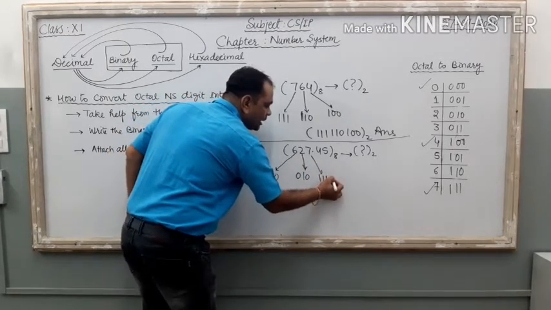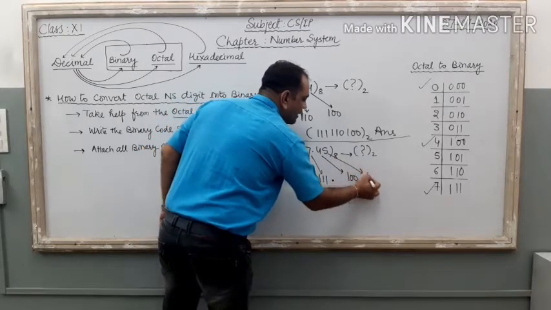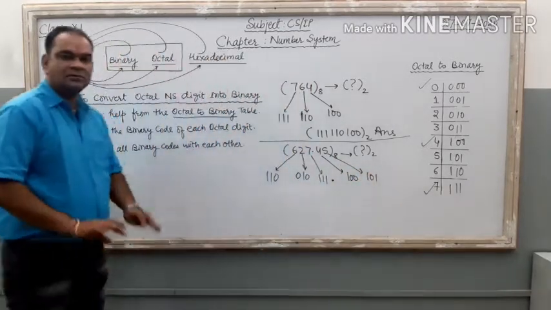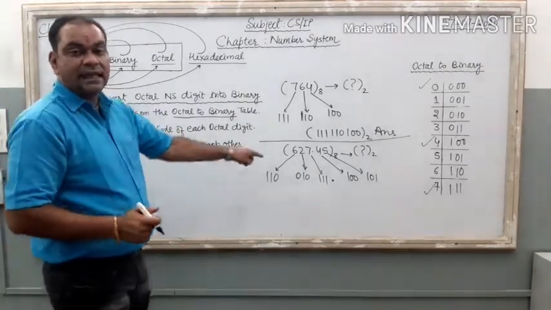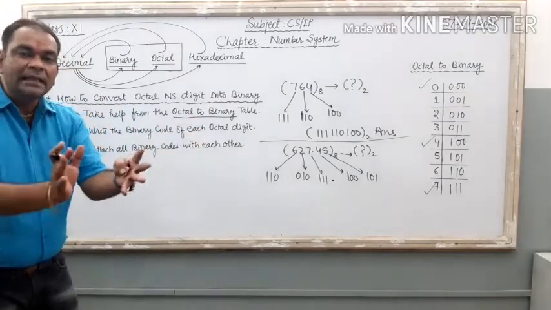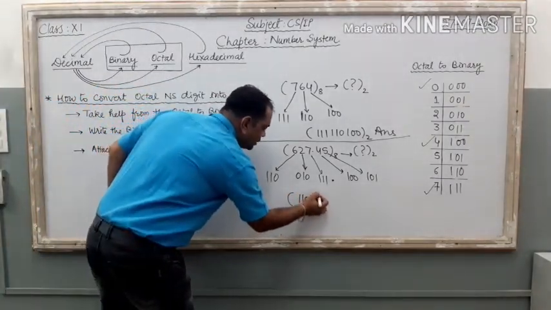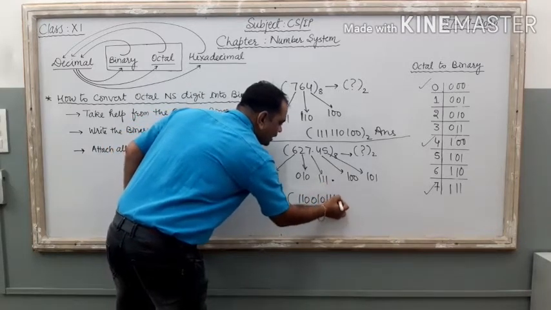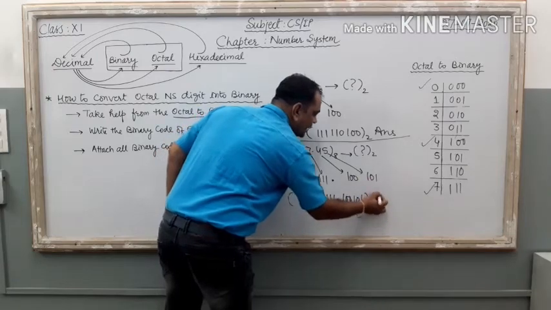Then the point is there. The binary code of 4 is 100, and the binary code of 5 is 101. Clear? The binary code of each and every digit is there in step 1. Now in step 2, just combine these digits with each other. Now our result is 110, 010, 111, dot 100, then 101. It is the answer.